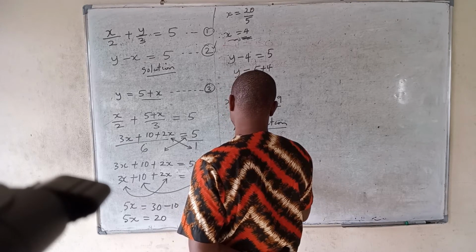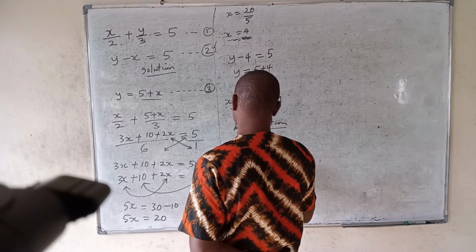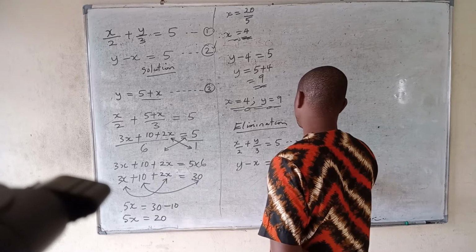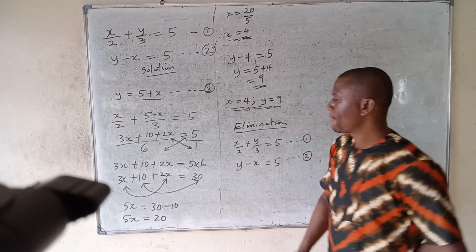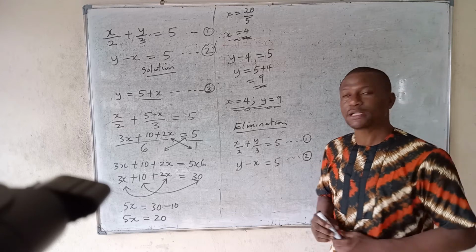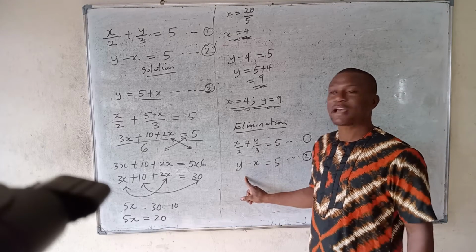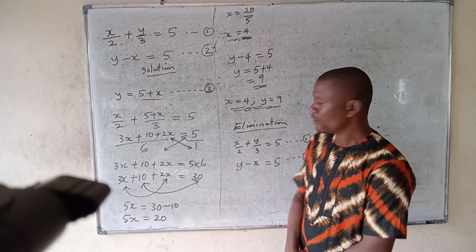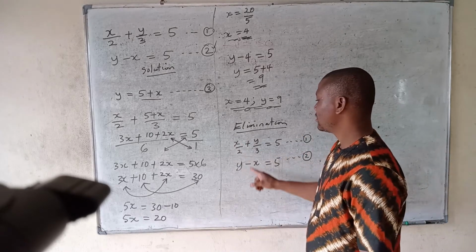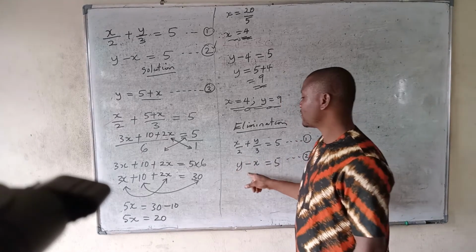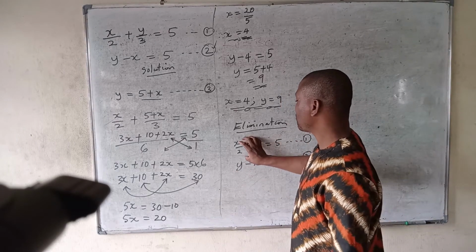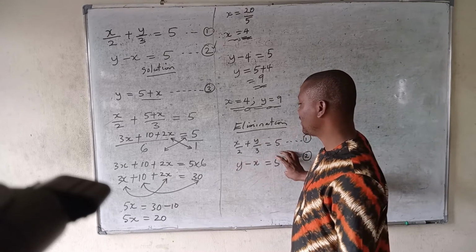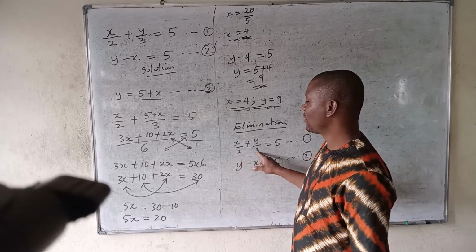So equation 2 is y minus x, which is the same as 5. So this one is equation 1, and this is equation 2. Now to use the elimination method, it requires that we make a particular variable the same. So if you look at this, we can only make a particular variable the same by writing whatever that is here and dividing everything here by either 2 or 3.